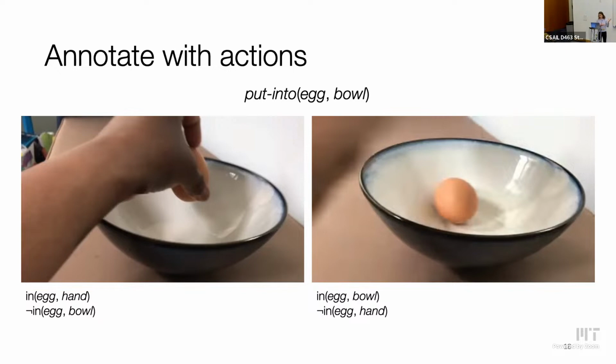So for example, with this action of putting an egg into a bowl, we know that before the action is performed, the egg has to be in the hand, and the egg won't be in the bowl. And after the action is performed, the egg is in the bowl and no longer in the hand. And just by knowing what the action performed in this video does to the symbolic state, allows us to automatically label these two video frames, in this video showing a person doing this action, with these 4 predicates, basically. Okay, so that's the core idea here.